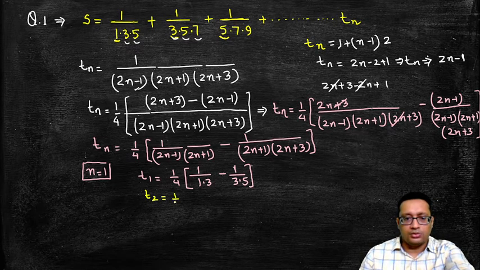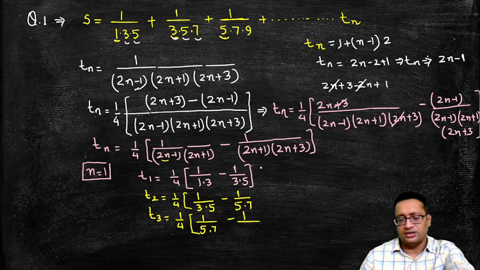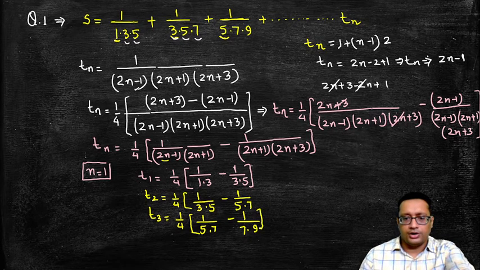T2 will be 1 by 4, placing 2: 2 into 2, 4 minus 1, 3, and this will be 5, minus, placing 2 here, it becomes 5 into 7. T3, 1 by 4, when I place 3 here, it becomes 5, 7, minus 1 upon, placing n is equal to 3, it becomes 7, 9, dotted. The last term I am writing, Tn minus 1.